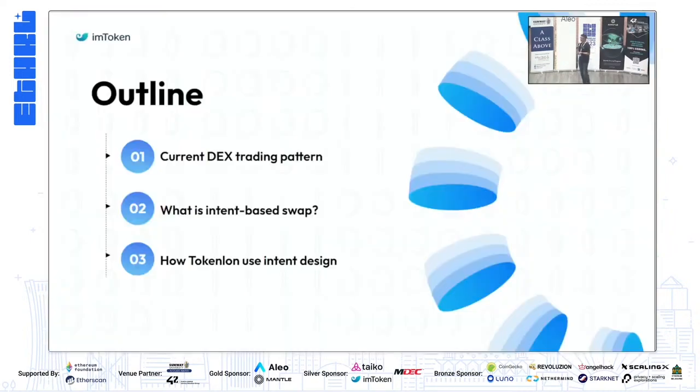Okay, so the outline today has 3 major parts. First, I'm going to talk about the current DEX pattern of trading right now. And after that, I'm going to introduce what is intent, what is the idea of that, and why we talk about this, what problem does it solve, and some examples of the intent swap. And at the end, I will talk about how we use that kind of design to improve our product and to provide new features to the users.